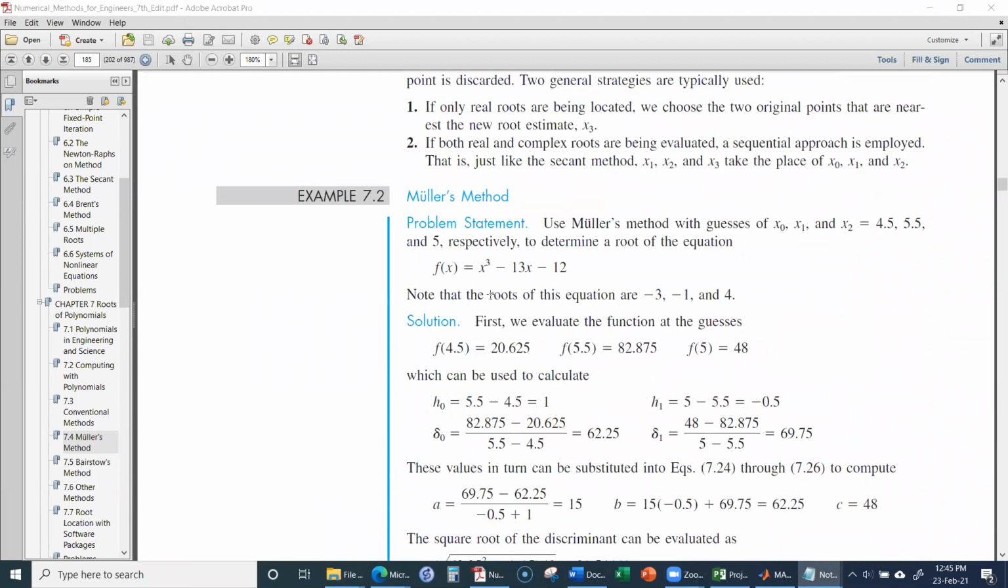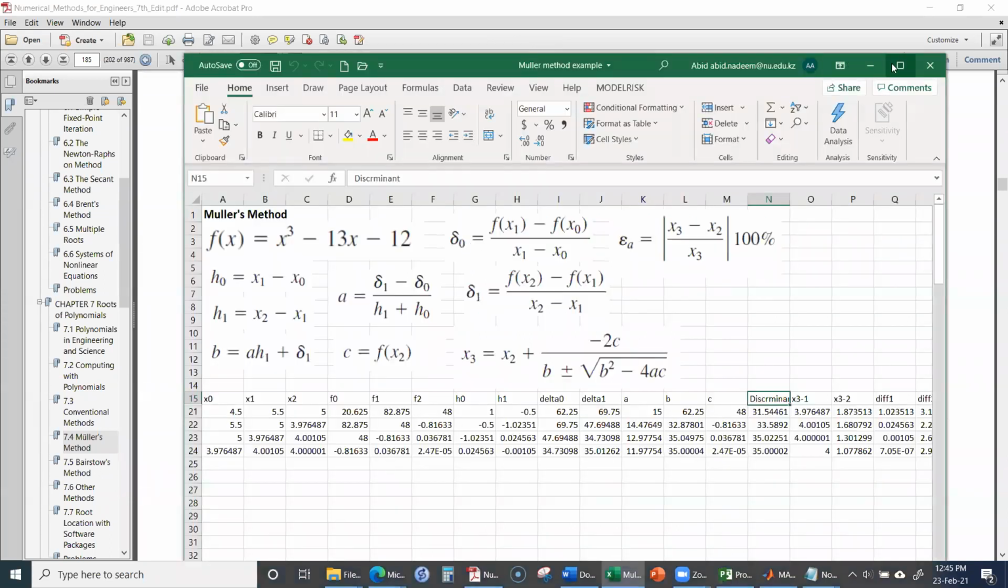So in this Muller method, if you remember, we have this polynomial equation. So we find the roots of the polynomial equation. X cubed minus 13x minus 12 was one of the polynomial equations. And we use 3 values of this function to find the third value. And if you remember, for the Muller method, we also did some Excel example. You can see the lecture as well. Okay, we did that example for the Muller method.